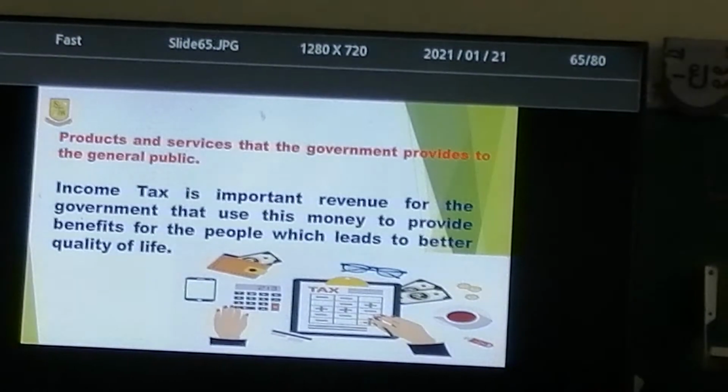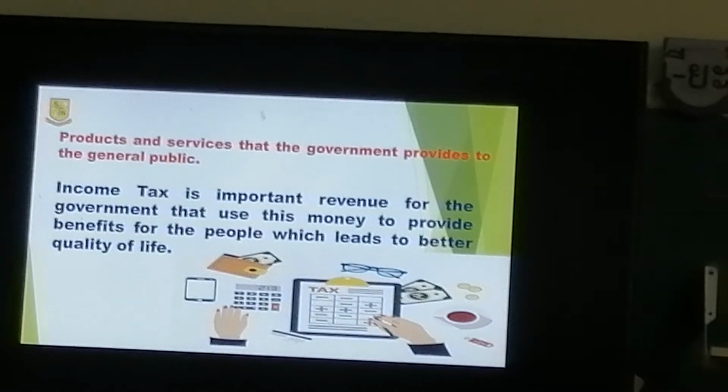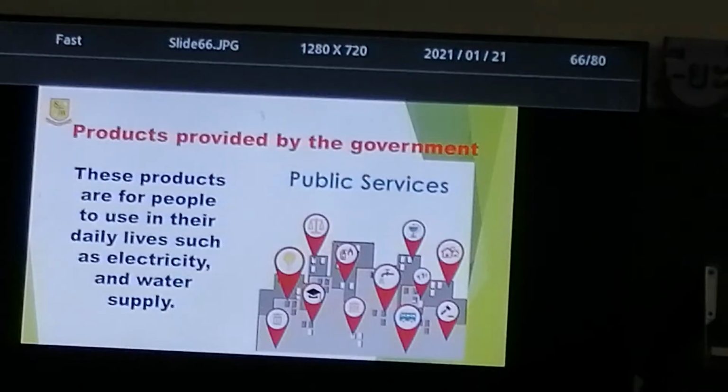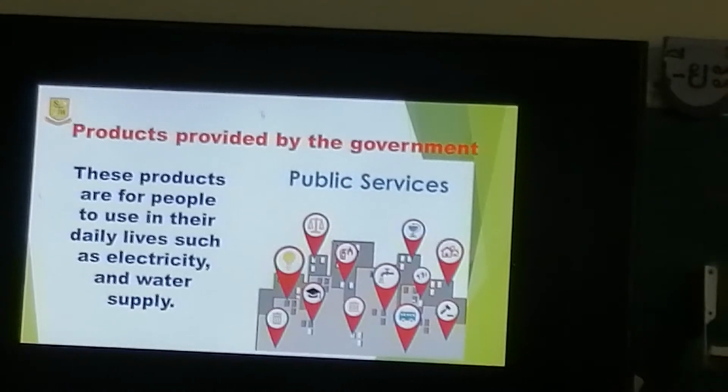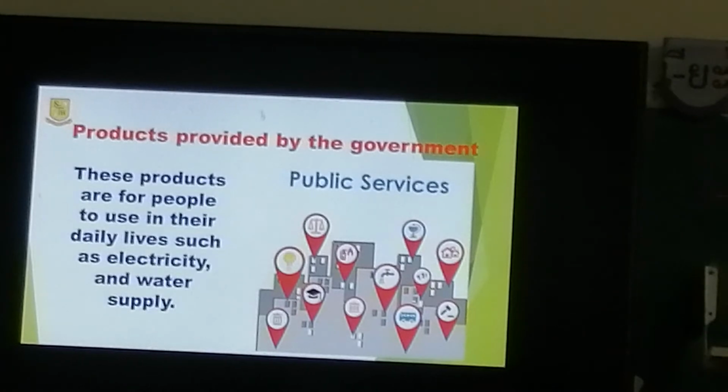Okay, so like what I said, income tax or the direct tax is paid to the government. Okay, we have public services. These products are for people to use in their daily lives, such as electricity and water supply. We pay for electricity, we pay for water supply, right? But the government is the one who is producing that for the people. People will just pay, okay? We don't need to go to the beach to get water. So the government will provide for us. Okay, next.